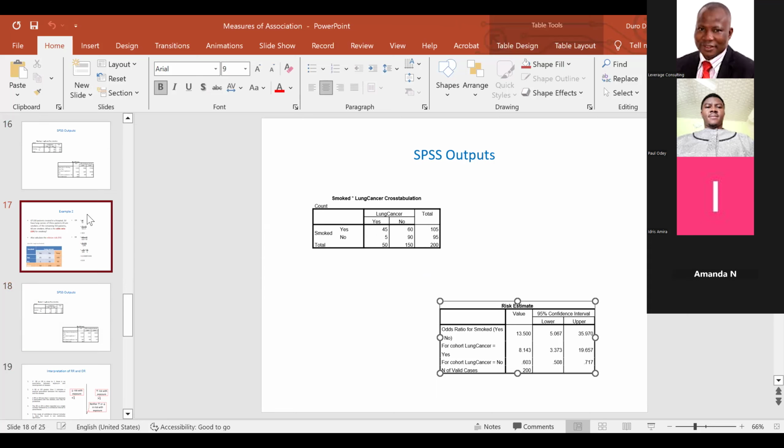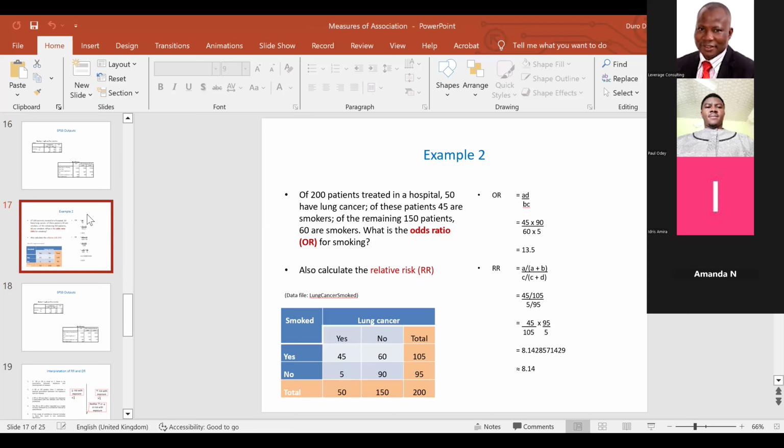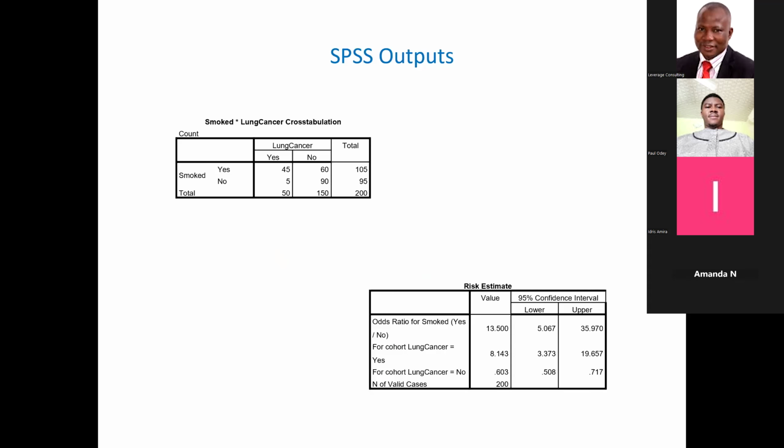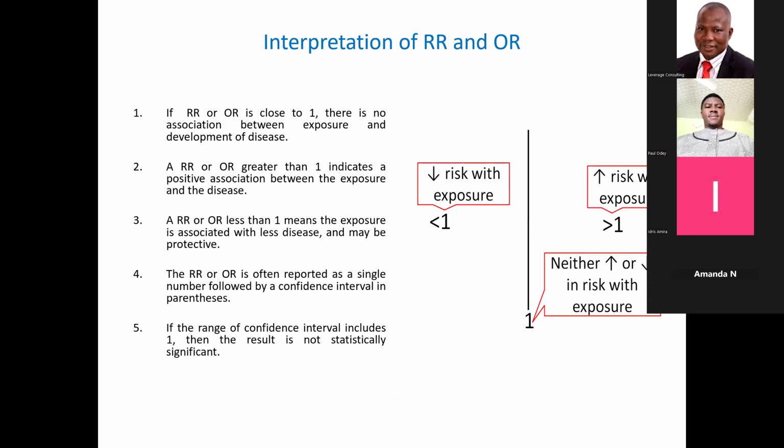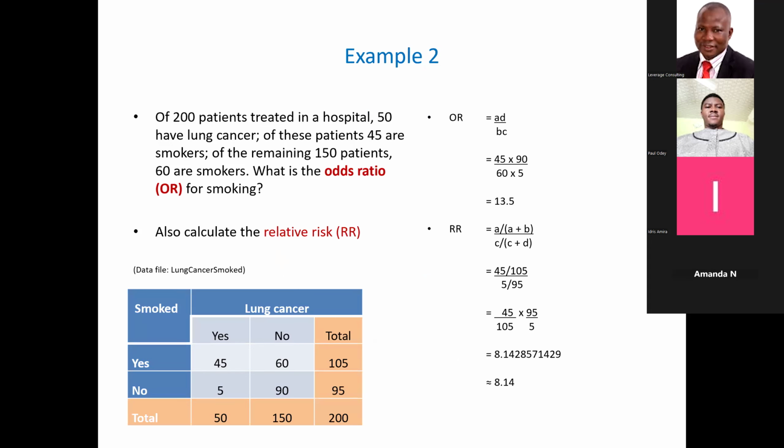Yes. So let's go to the second. So you see the interpretation now. Anyway, we'll still talk much about that. Let's go to the second example. The second example is about odds ratio. We still come back to interpretation later.